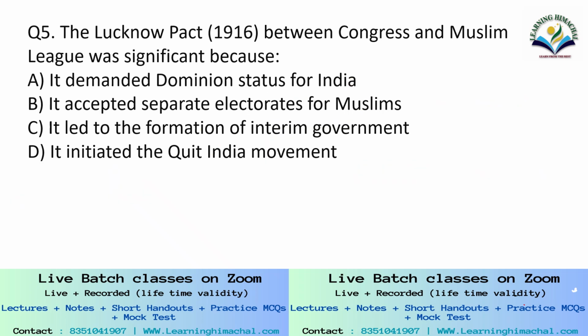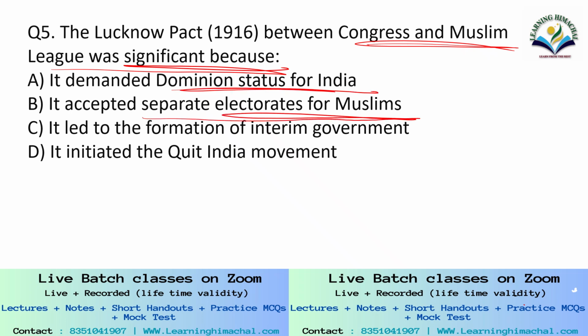Clear? Question number five. The Lucknow Pact 1916 between Congress and Muslim League was significant because it demanded dominion status for India. It accepted separate electorates for Muslims. It led to the formation of interim government. It initiated the Quit India movement. Correct answer here is it accepted separate electorates for Muslims.